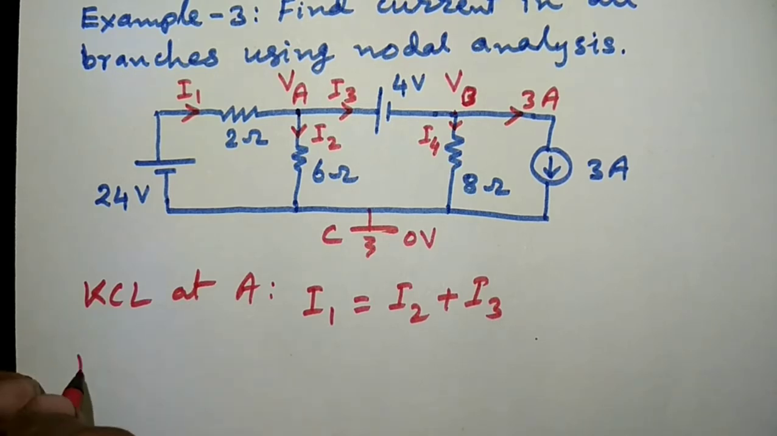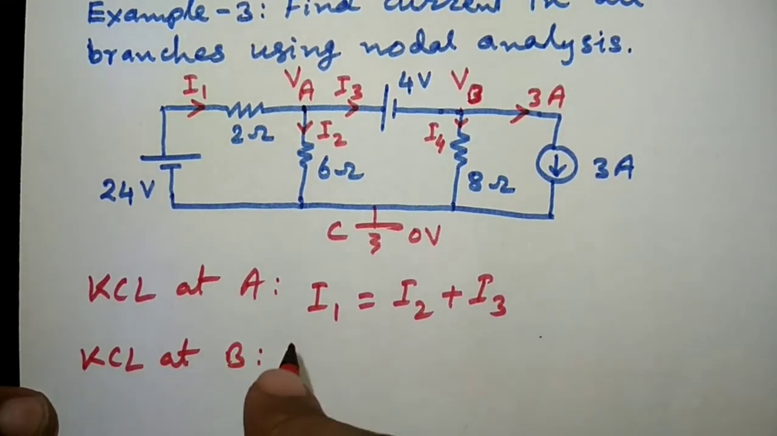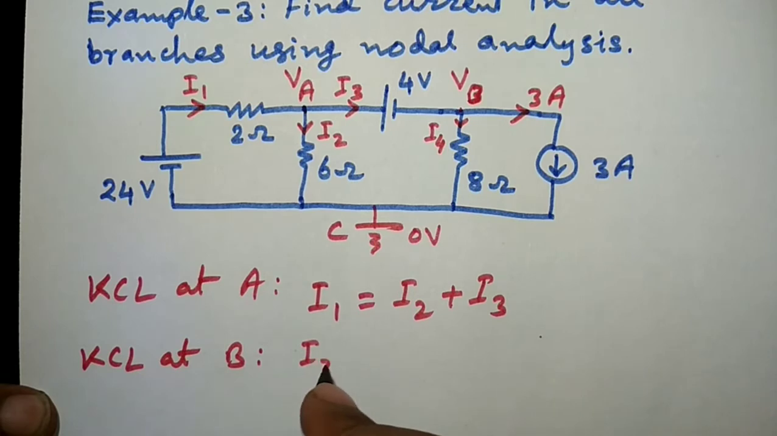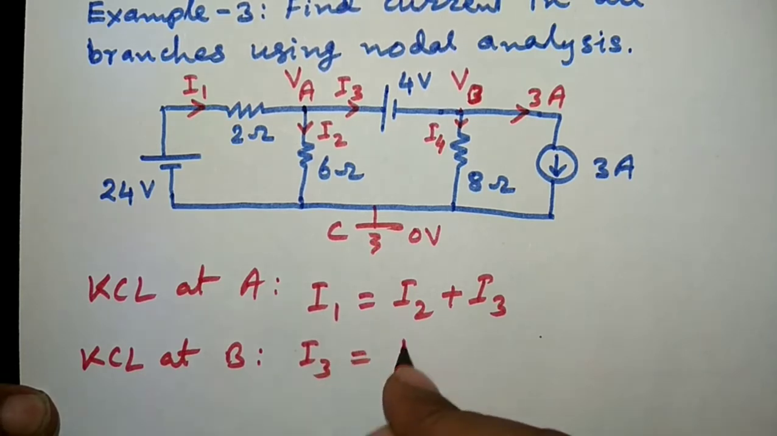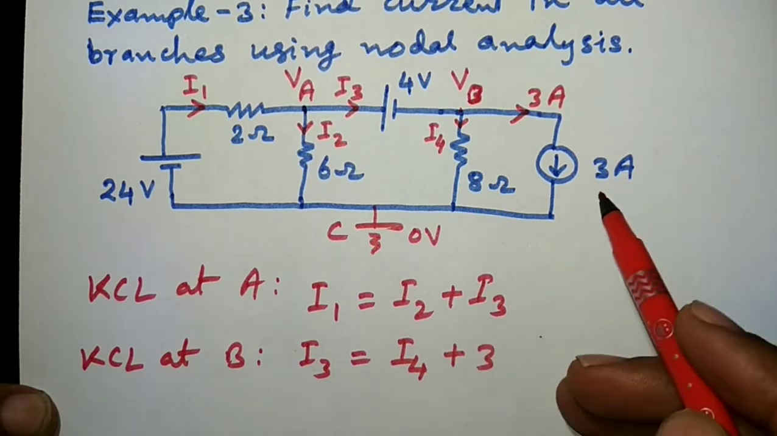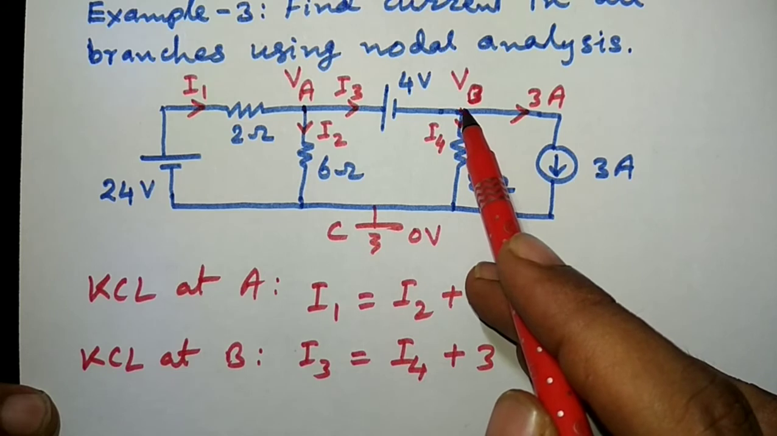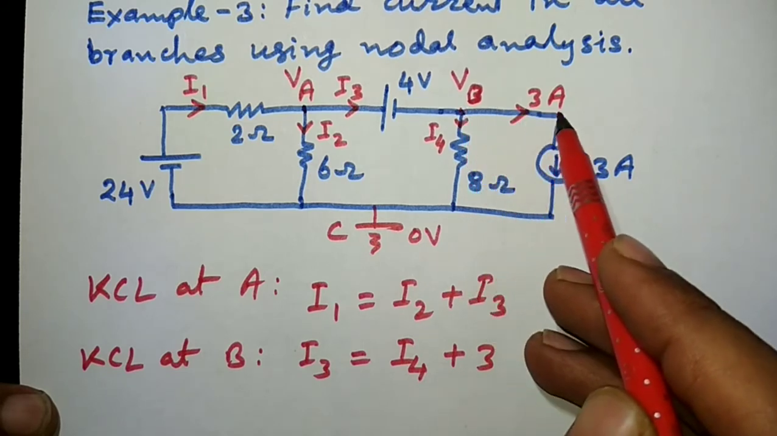At junction B, if we apply KCL, then here the incoming current is I3, the outgoing currents are I4 and 3 ampere, because there is a current source of 3 ampere. So definitely the 3 ampere current will flow from junction B in this direction.